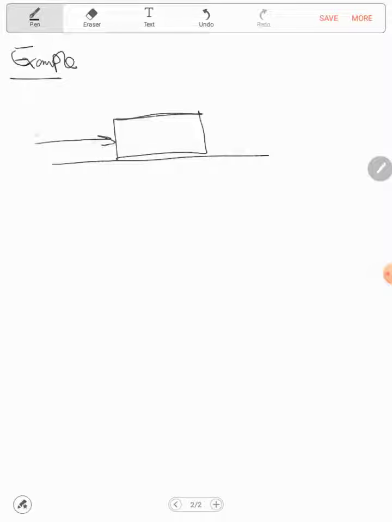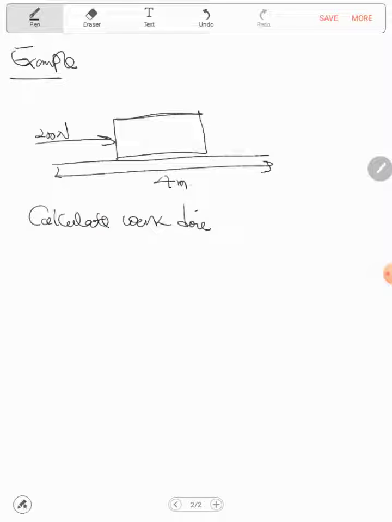So let's give an example. Let's say this is a box on the floor and someone is pushing it with a force of 200 newtons, and the distance it has moved is, let's say, 4 meters. Calculate work done. Now you know that work is equal to force times distance. The force is 200 newtons times the distance moved, which is 4 meters.